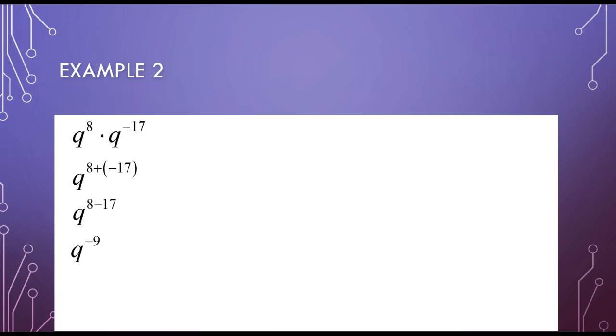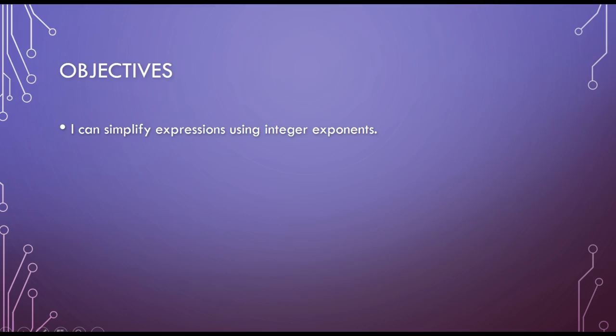We would be expected to do one more step, and that would be to take the reciprocal. So when we take the reciprocal, our final answer would be 1 over q to the 9th. So those are two examples that illustrate how we might simplify expressions using integer exponents.